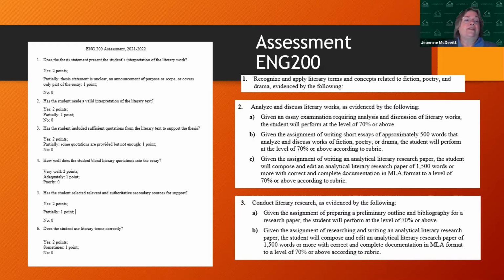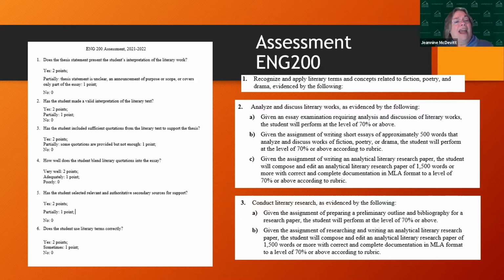So now we see the English 200 assessment. We look at the thesis statement again, but now it's in regards to, well, actually in English 100, we're not assessing the thesis statement. It's just how it's supported that we're looking at. So does the thesis statement present the student's interpretation of a literary work, which is what it should be in a literature paper? Yes, 2 points. Partially. Thesis statement is unclear, an announcement of purpose or scope or covers only part of the essay, 1 point.